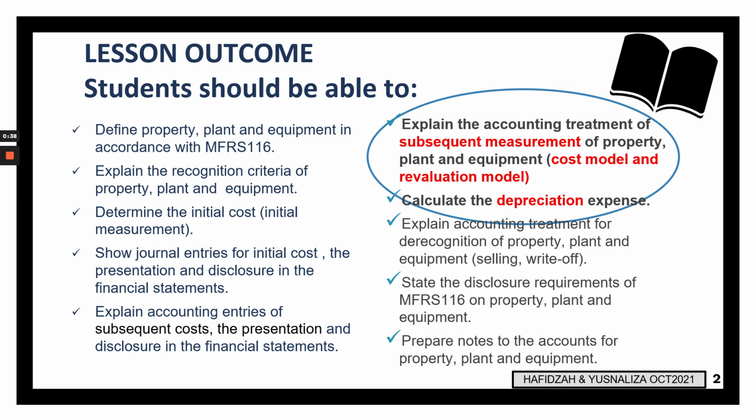This is the lesson outcome for part D, which is to explain the accounting treatment and subsequent measurement of property, plant and equipment under the two models of MFRS 116, the cost model and the revaluation model. In part D as well, we'll be learning how to calculate depreciation expense and all the accounting treatment.